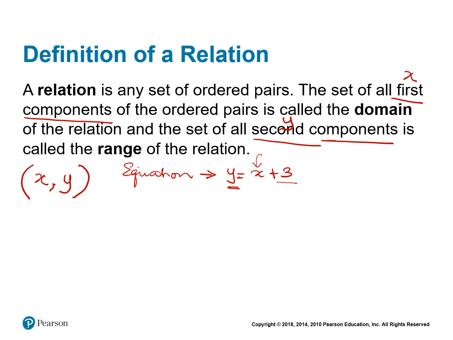If we choose -1 for x, let's say x equals -1, then y equals, just plug in -1 for x, add 3 to it, and we get -1 plus 3 is 2. So we can write our ordered pair as when x is -1, y is 2.